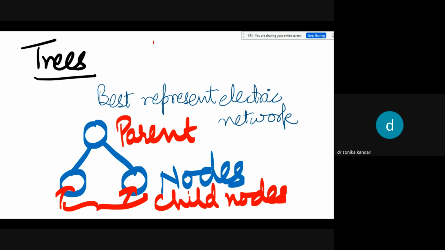What is the characteristic of a tree? A tree should not contain a cycle. This is a tree. It should not contain a cycle. If we join these two nodes, it means we have created a cycle. This is not a tree now. This has now become a graph. Fine. This we have studied earlier.